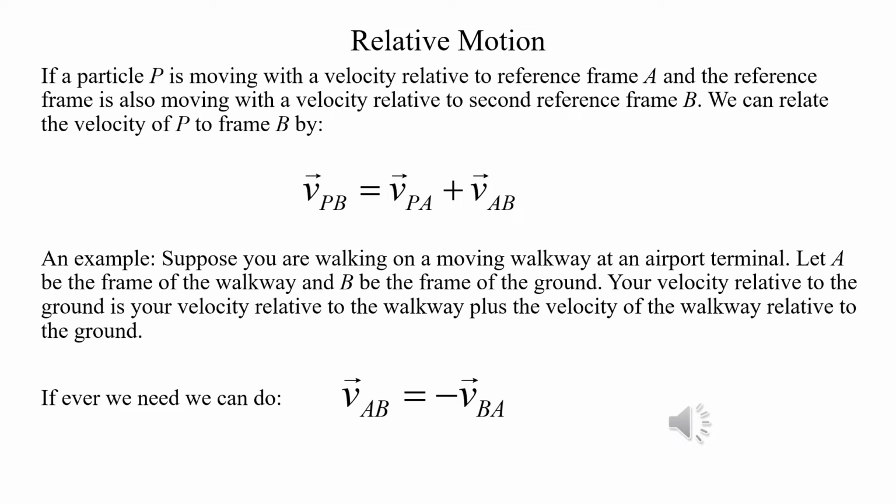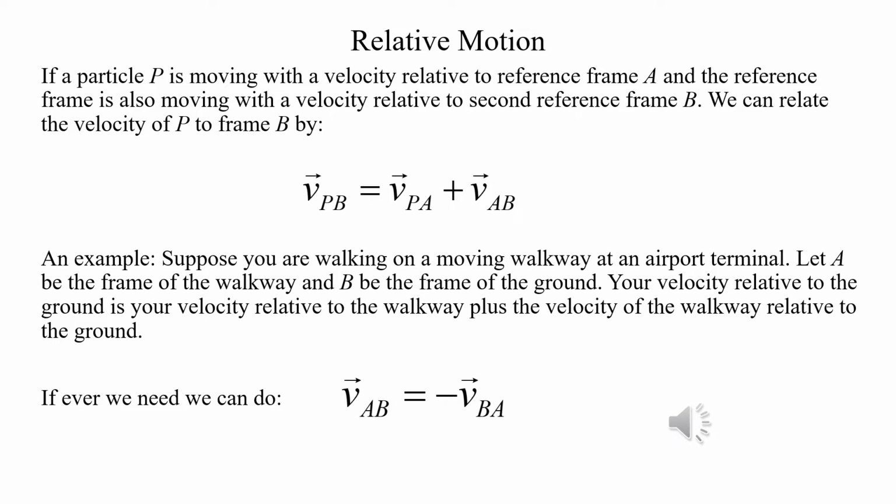So for example, suppose you're walking on a moving walkway at an airport terminal. Let A be the frame of the moving walkway and B be the frame of the ground. Your velocity relative to the ground is your velocity relative to the walkway plus the velocity of the walkway relative to the ground. All right, so that fits with the equation above.